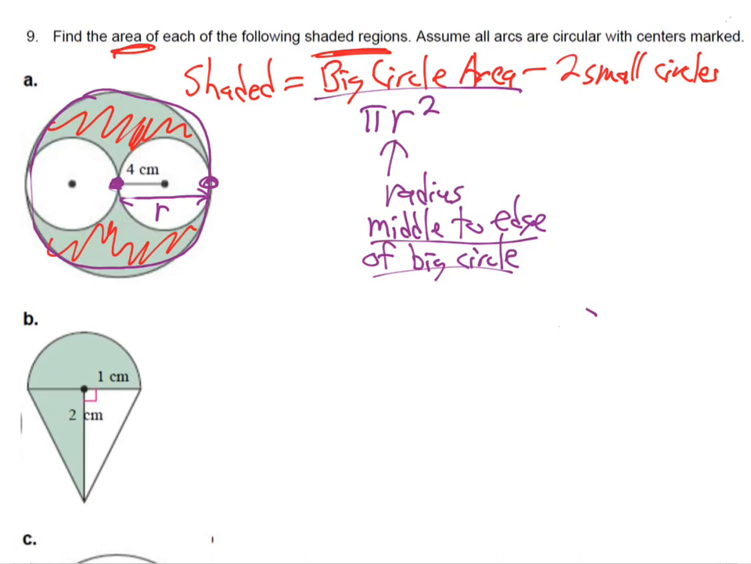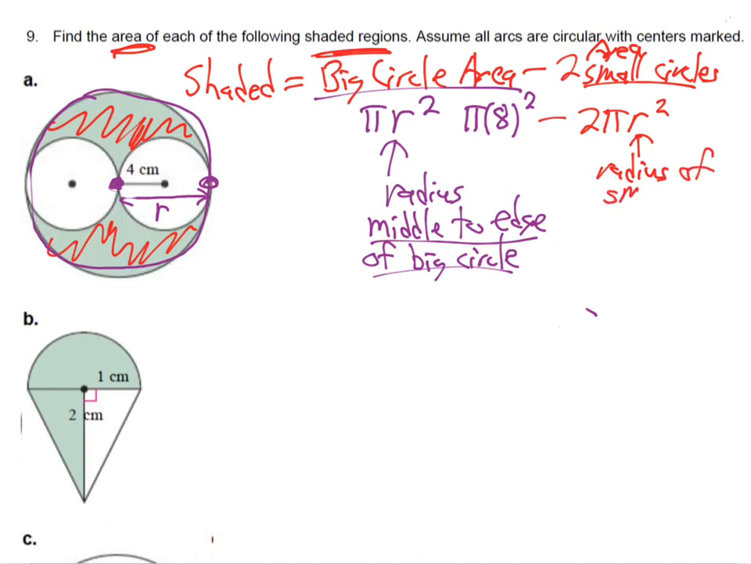So this is going to be pi times 8 squared minus 2 pi r squared, because it's 2 small circles. And the area of any circle is pi r squared, where now this r is a little different. This is the radius of the small circles, right? The radius of the small circles.